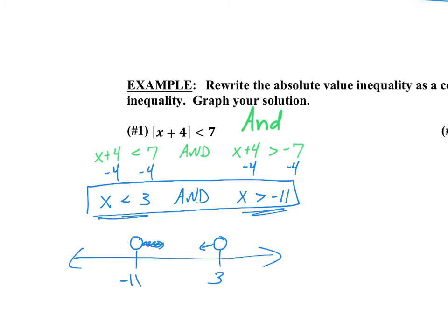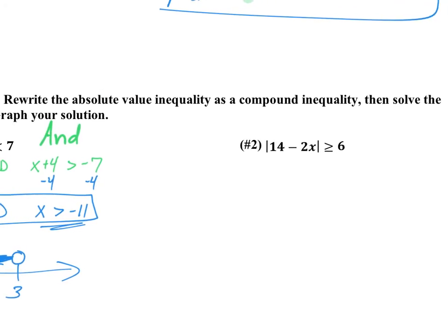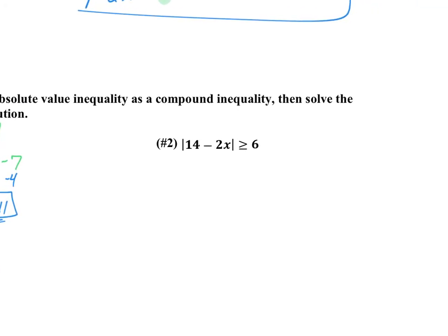So our graph is going to look like this. It's shaded in between, and those 2 circles are going to be open. That's a less than, that would be an and one. Okay. Number 2.